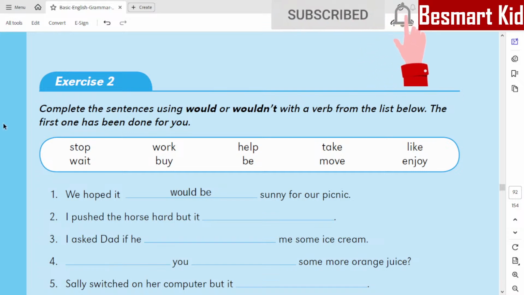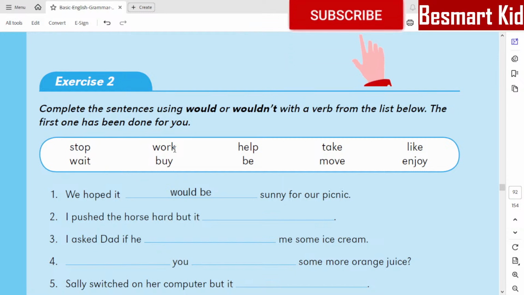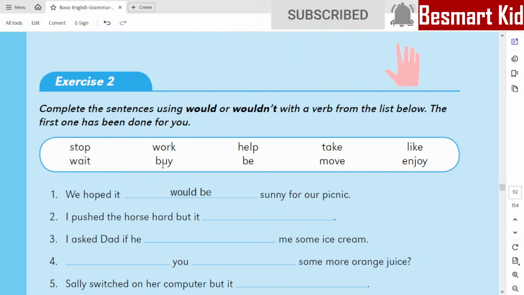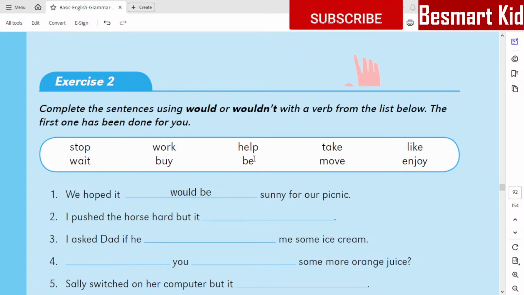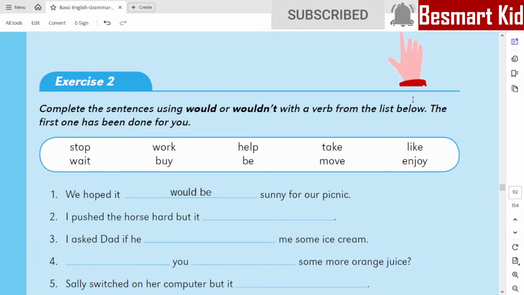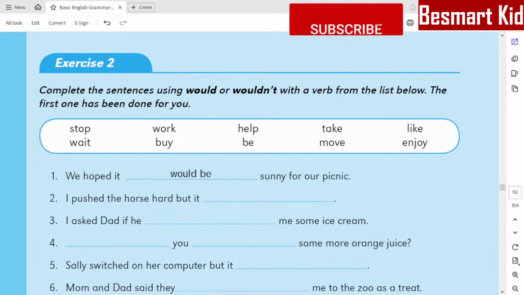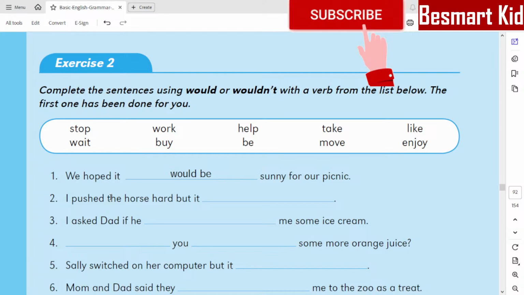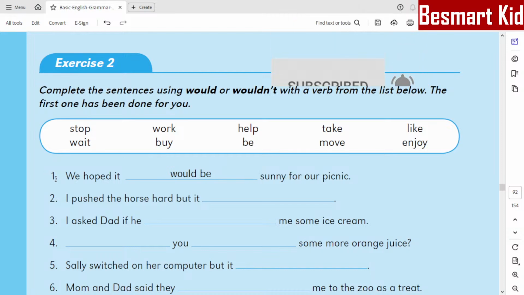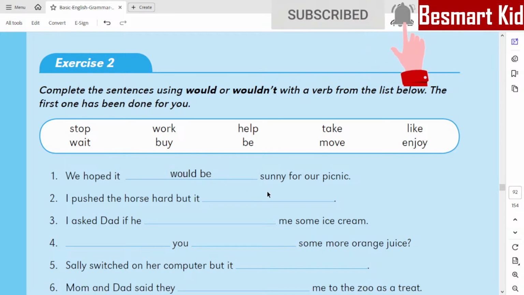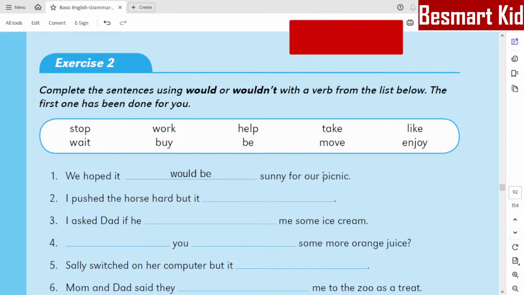Words in the box are stop, wait, work, buy, help, be, take, move, like, and enjoy. So here, first question. We hoped it would be sunny for our picnic.